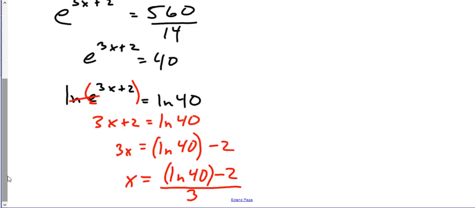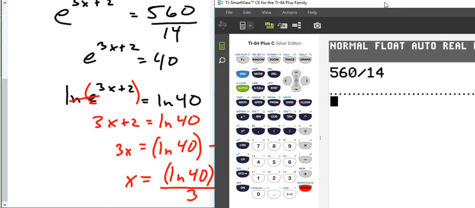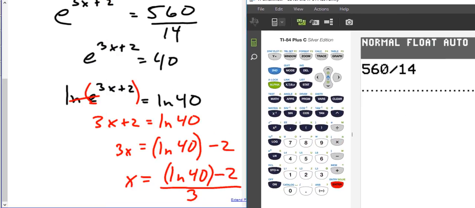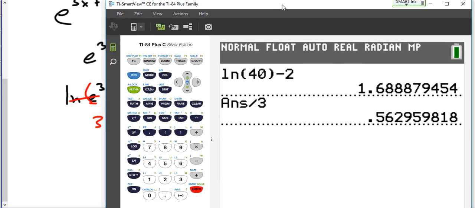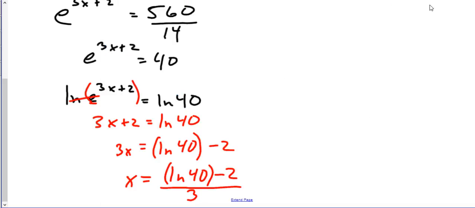If you put that in your calculator, just make sure you're pressing the right buttons. Then when you're plugging that in, you go natural log of 40, close parentheses, minus 2, and press enter. You get that answer, and then divide by 3, and what we have is the answer of 0.563. So 0.563 would be our approximated answer.